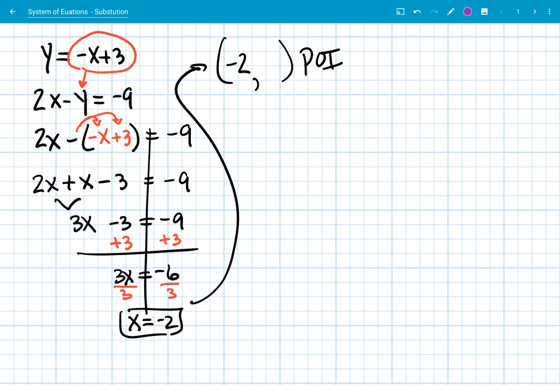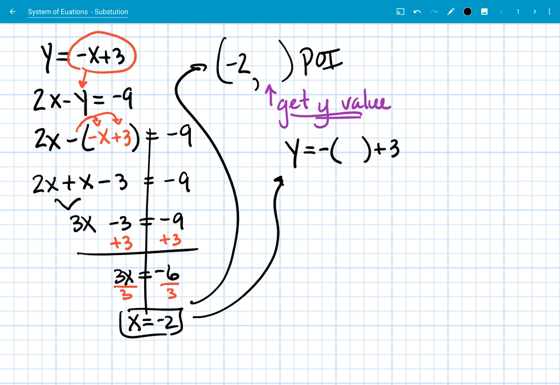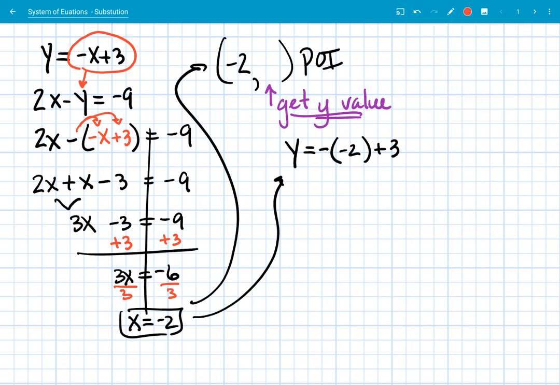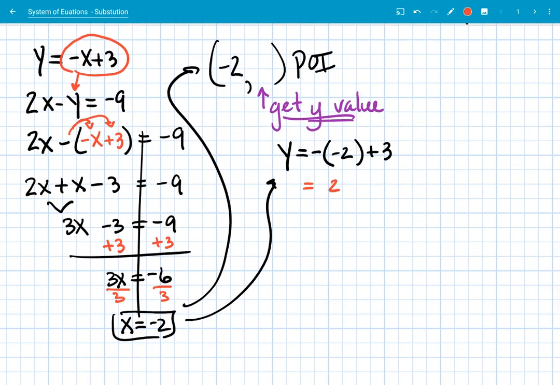And we need to get the y value. I'm going to do it the same way I did last time. I'm going to choose to use the equation that was in y form. Y equals the opposite of whatever x is, then add 3. And the x is a negative 2. And then the opposite of a negative 2, well, that's a positive 2. And then we'll bring down that 3. And that gets me that y equals 5. I don't know why I did that in the other color. So according to that, it's also -2, 5.